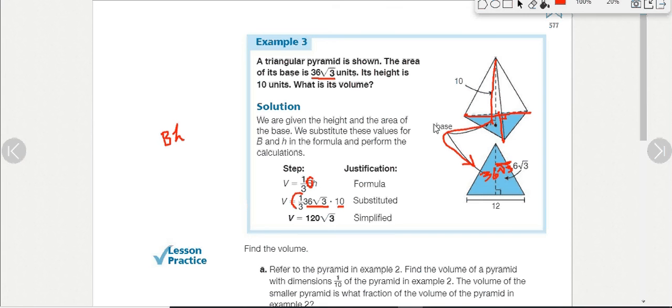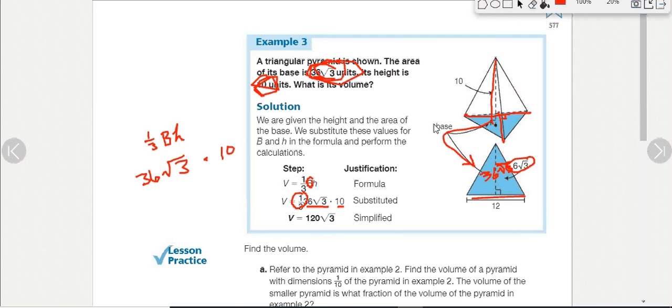And we divide this by 3. We didn't even need this, honestly. I thought we were going to need all this junk, but they gave us this. So you just take this times this, and you divide by 3. So they're just seeing if you can substitute into a formula and whether you can find 36 times the square root of 3 times 10, basically.